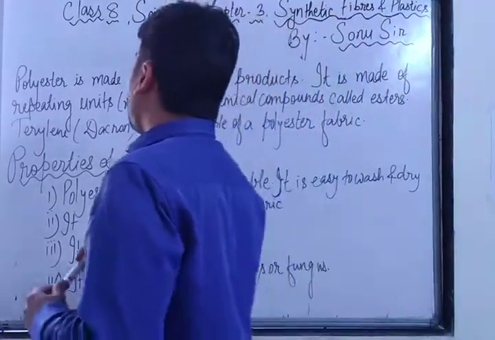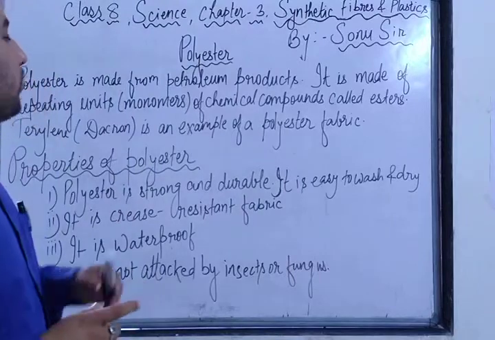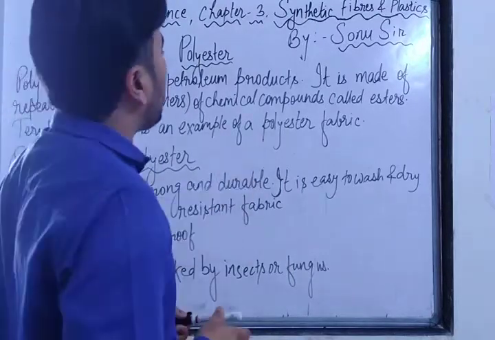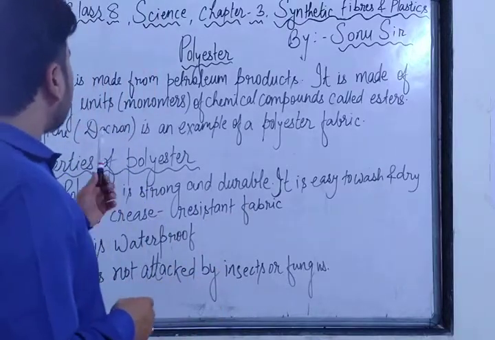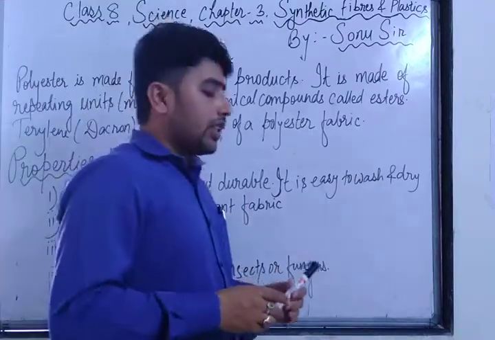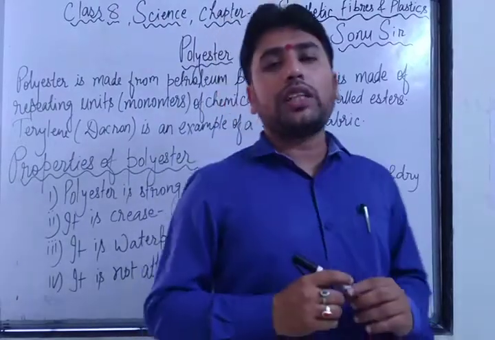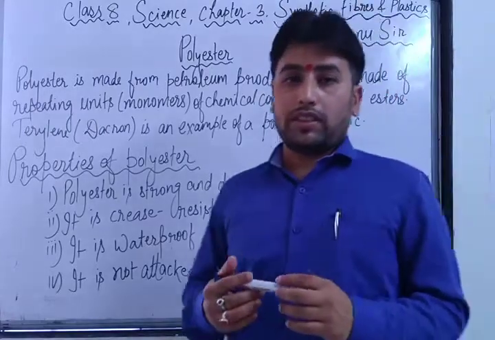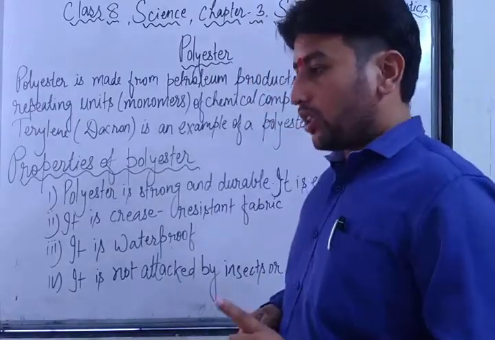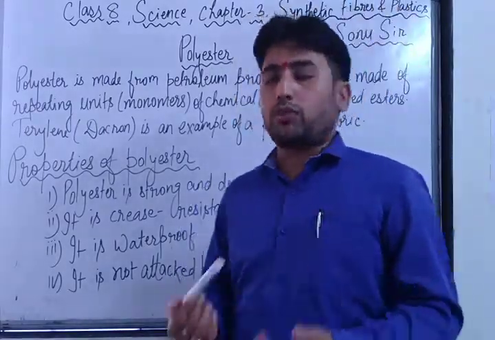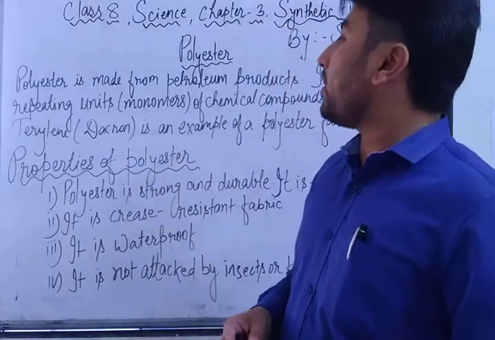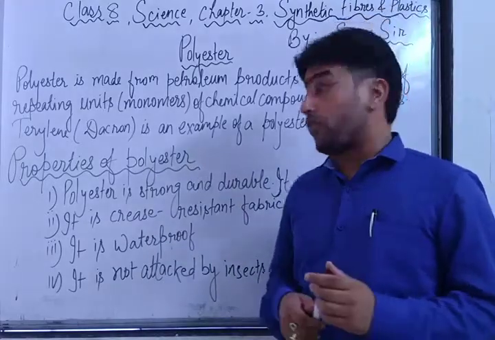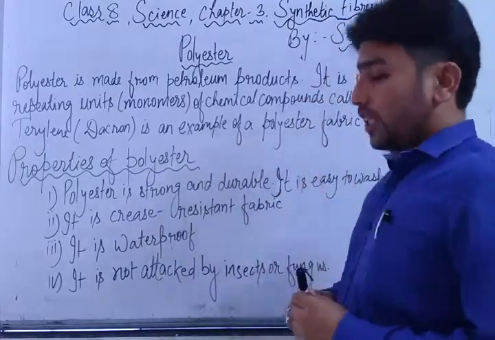It is made up of repeating units called monomers of chemical compounds like esters. Terylene, or dacron, is an example of polyester fabric. First of all, I would like to explain monomers and polymers. Monomer means a single unit of that chemical compound. Similarly, polyester is made up of repeating units of a chemical compound called ester.